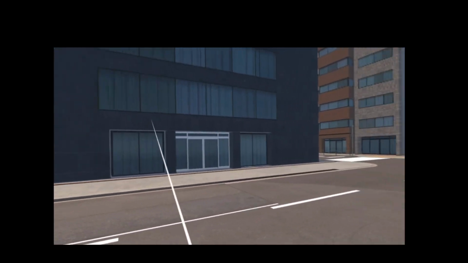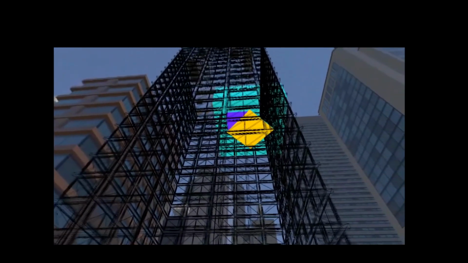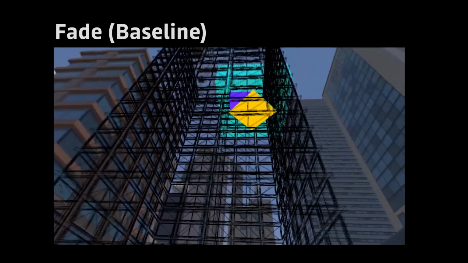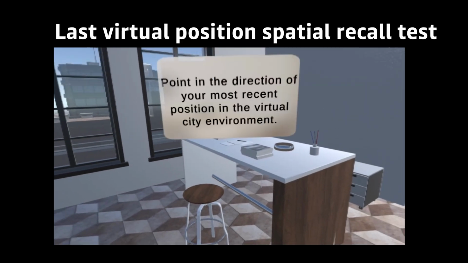Then, the target building turned into a wireframe representation and highlighted a room in blue. The user completed a same-scale transition to travel inside the indicated room. Finally, the user had to point to their last virtual position on the street relative to their current viewpoint.